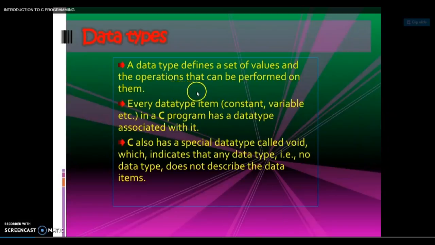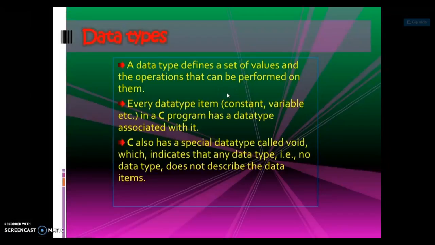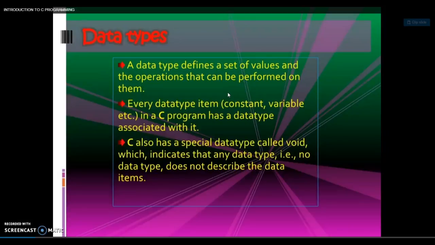Data types. A data type defines a set of values and the operations that can be performed on them. Every data item in a C program has a data type associated with it. C also has a special data type called void, which indicates that no data type describes the data item. It means void means zero, a null value.